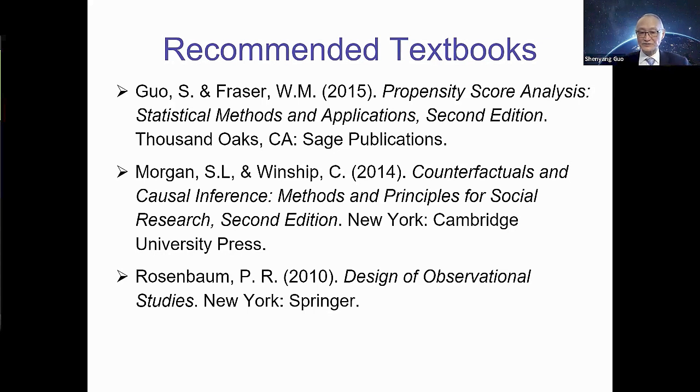propensity score analysis. Also, Paul Rosenbaum published a book in 2010, and he called this book Design of Observational Studies. Prior to this book, he published the book called Observational Studies, 1995, first edition, and 2002, second edition. According to Rosenbaum, this 2010 book is a less technical version of the previous book on observational studies.